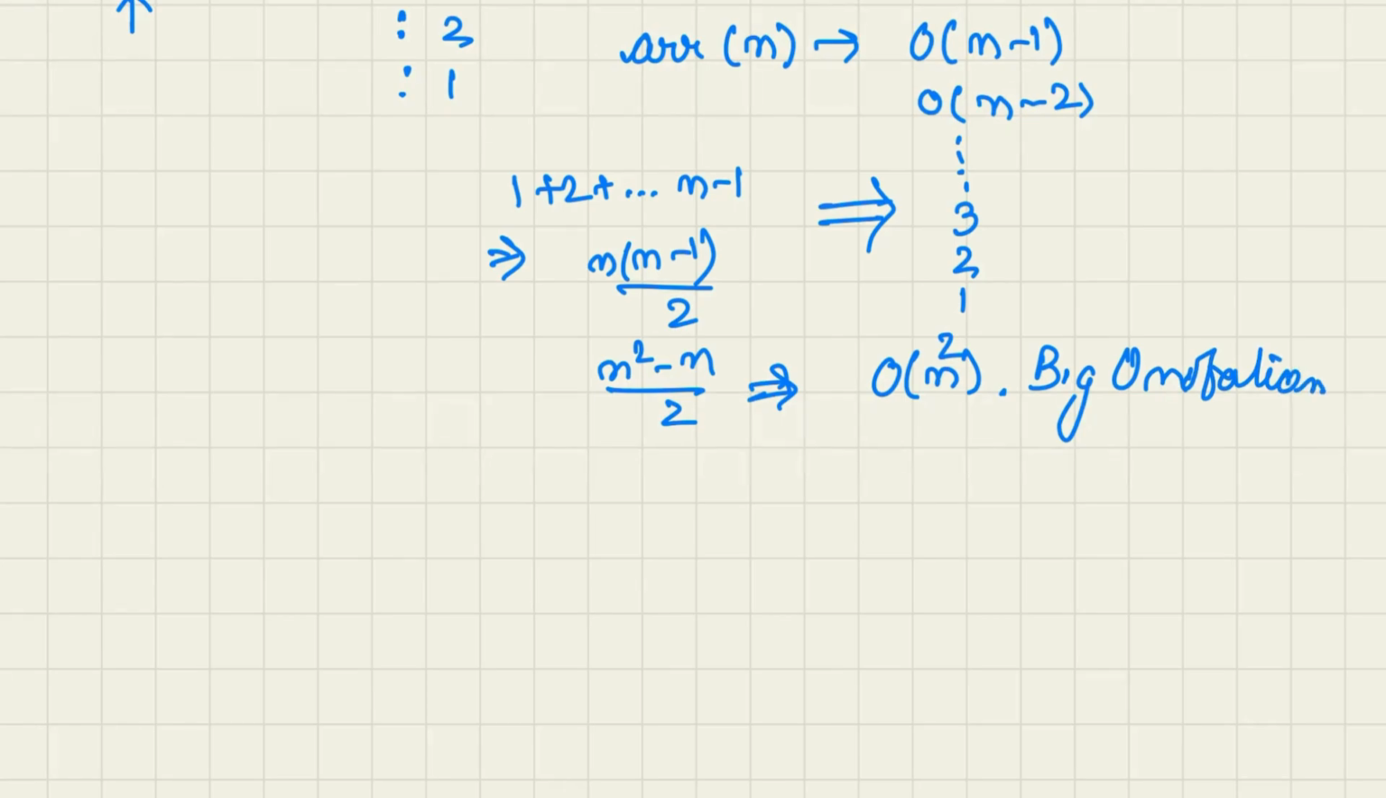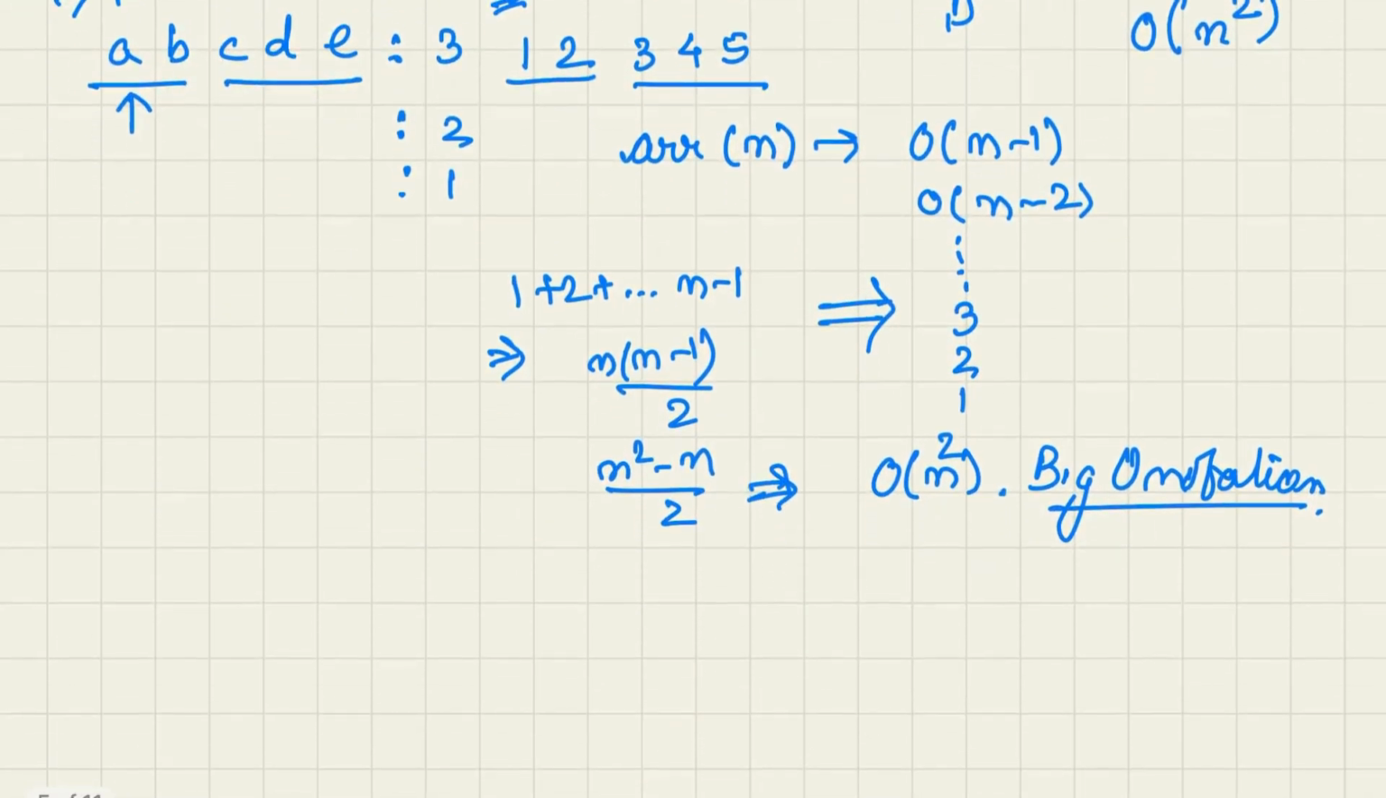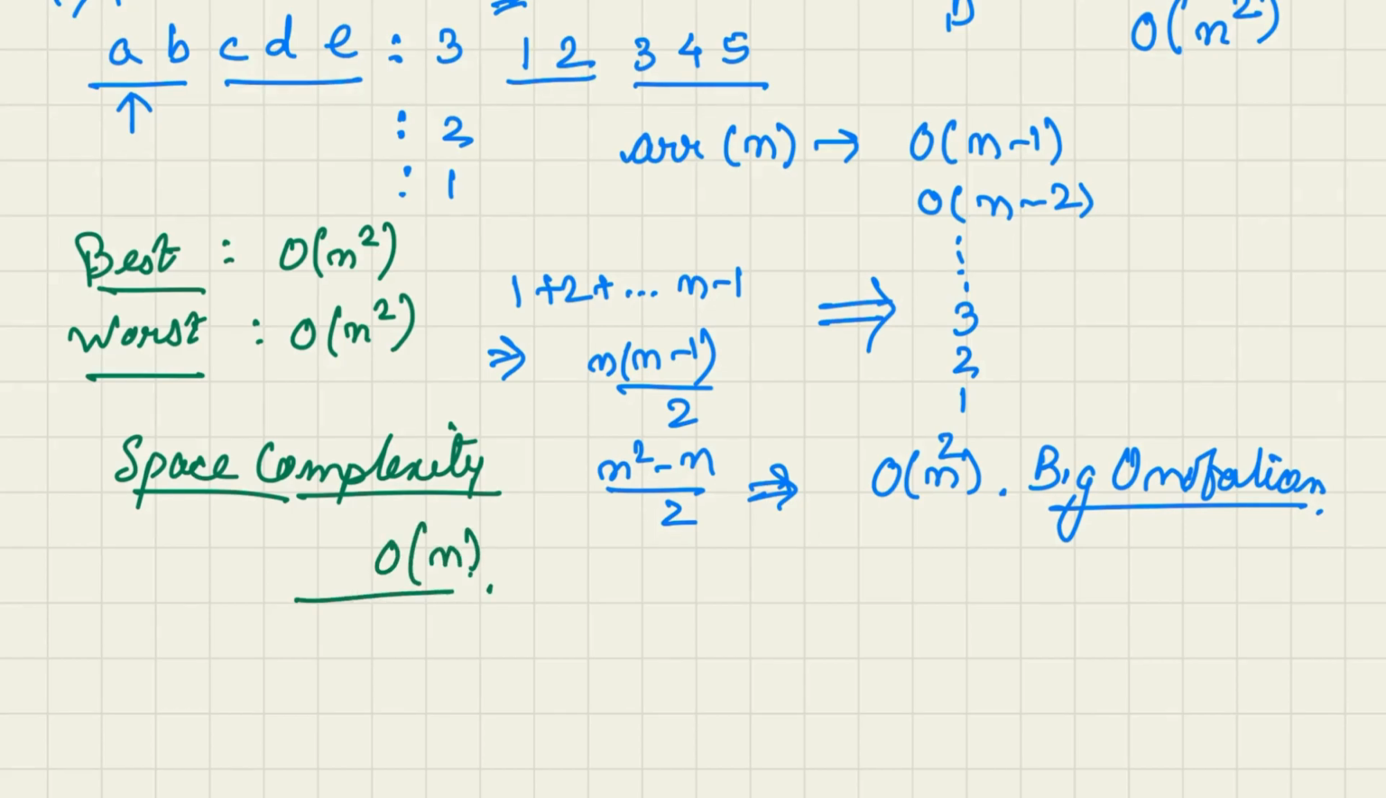So in this case, the best case scenario is O of n squared. The worst case scenario is also the same thing. You have to run 2 for loops and get the result. So in both the best case and the worst case, both of them are O of n squared. And if you talk about the space complexity, there is no extra space needed, and a variable occupies constant space. So space complexity is O of 1.